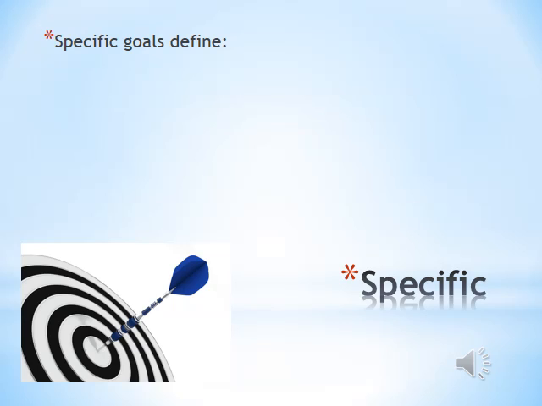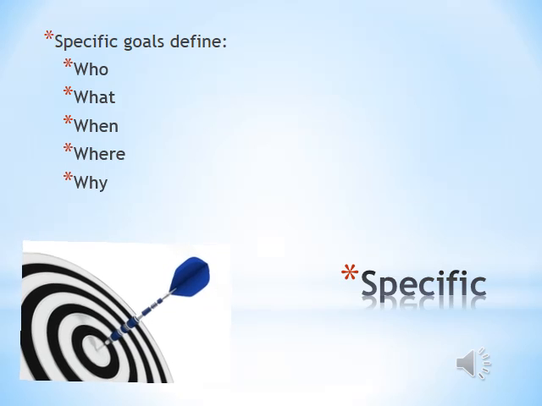What does this specific goal look like? This defines the who, or who's involved, what, or what is the purpose of the goal, when do you hope to start and stop this goal, where do you expect this goal to take place, and why, what's the general purpose for this goal. Let me give you a little bit of an example here.